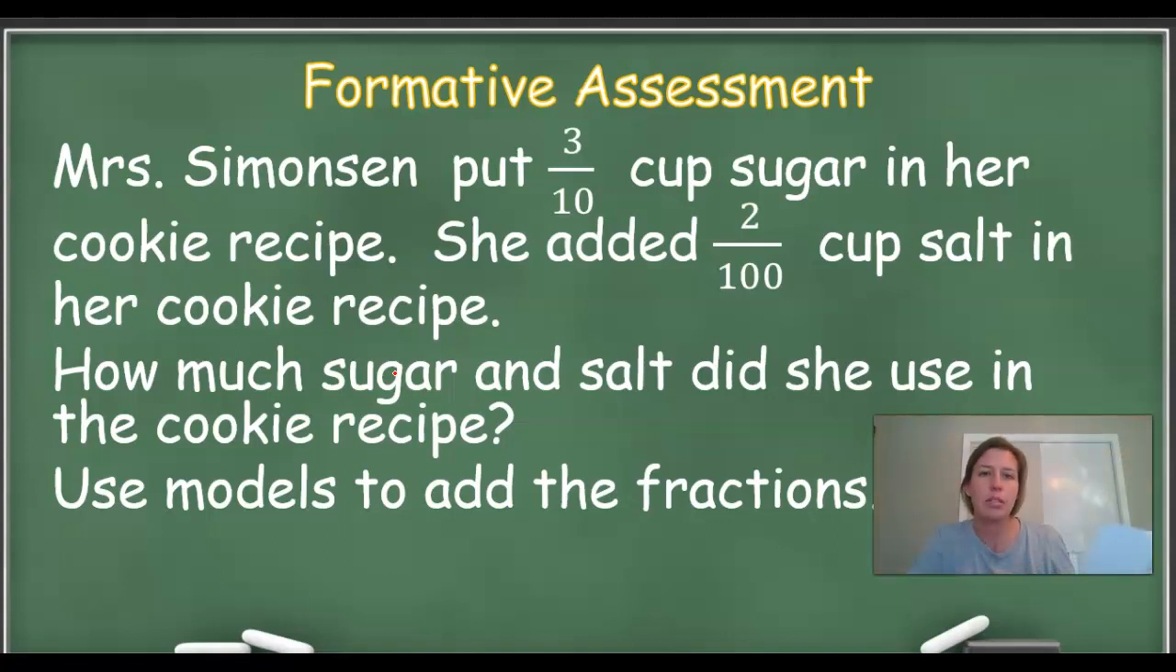Mrs. Simonson put 3 tenths cup sugar in her cookie recipe. She added 2/100ths cup salt in her cookie recipe. How much sugar and salt did she use in the cookie recipe? So you're thinking that you have sugar and salt. We have both the ingredients, we're adding them together. But just be careful because this denominator is tenths, this denominator is hundredths. We have to make sure they're both the same denominator before we add them together.